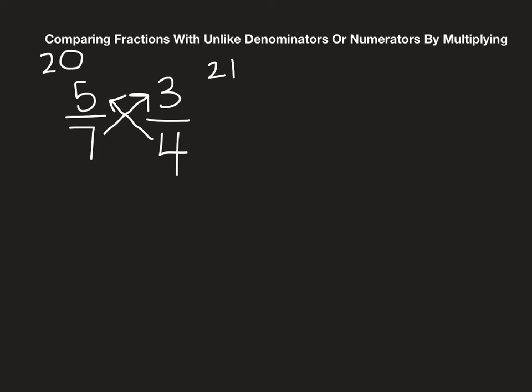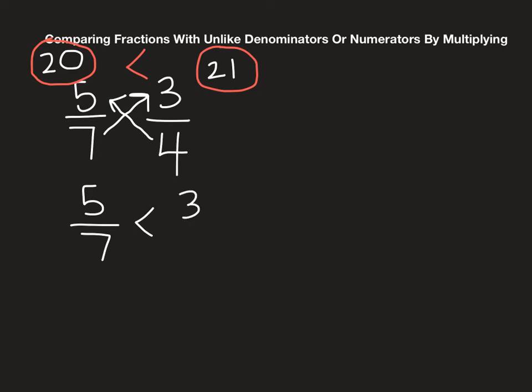As we examine our products, we can see that 20 is less than 21. Therefore, 5/7 is less than 3/4. Let's try one more together.